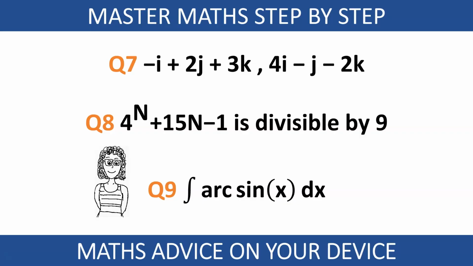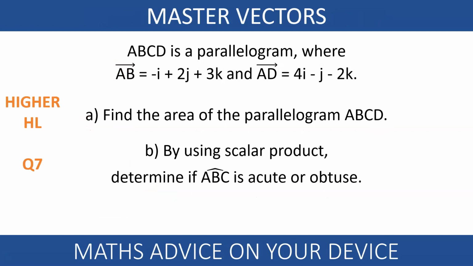In this video, we are covering 3 higher maths questions, one on vectors, a proof by induction, and an integral by parts. The first one says that ABCD is a parallelogram, where vector AB is negative i plus 2j plus 3k, and vector AD is 4i minus j minus 2k.